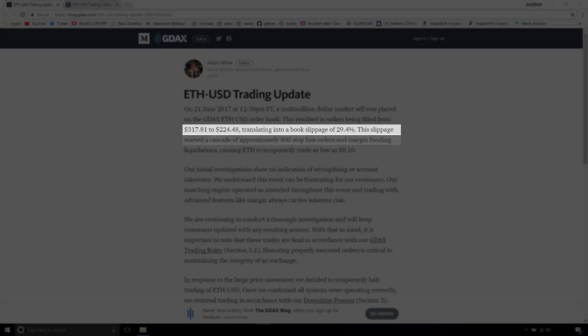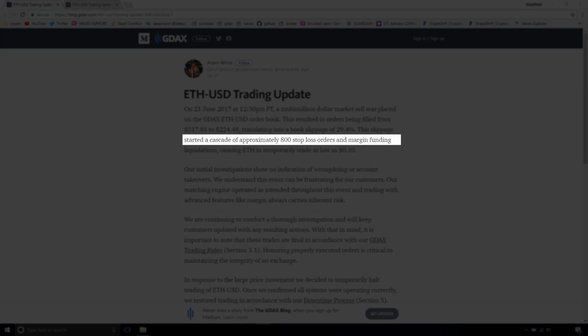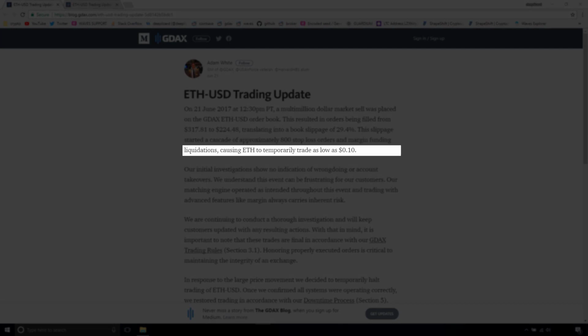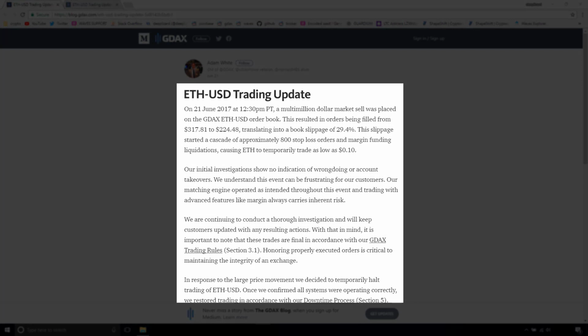This slippage started a cascade of approximately 800 stop loss orders and margin funding liquidations, causing ETH to temporarily trade as low as 10 cents. So they're telling us that a multi-million dollar market sell order hit the order book, and this resulted in slippage. We talked about slippage in a previous video. If you don't know what slippage is, watch a previous video in this GDAX playlist.